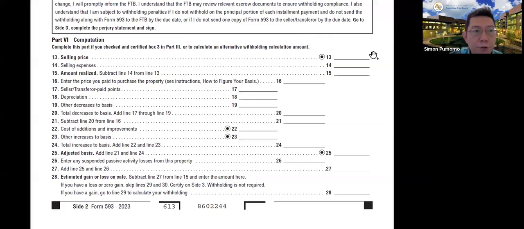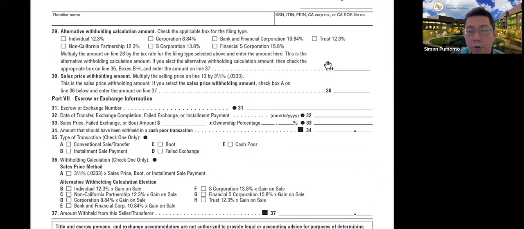Some key lines that you should look for are line 13, which is the selling price. Line 18, the depreciation if applicable. Line 28, which is the estimated gain or loss, or even zero gain. And the last one, line 29, on top of Part 3, which is the amount that should be withheld.